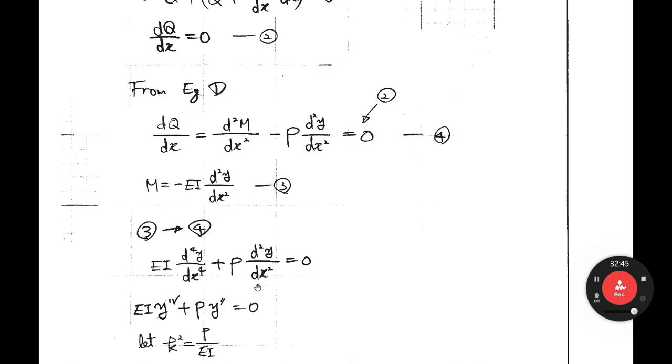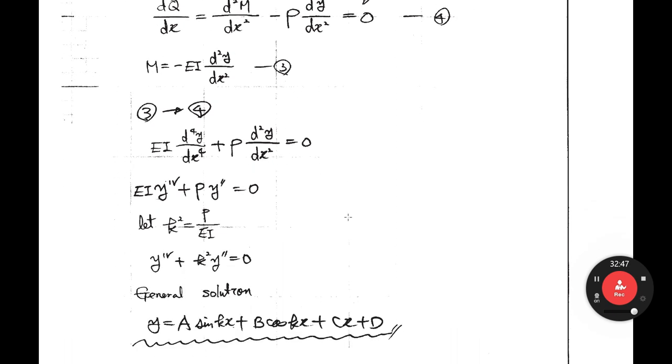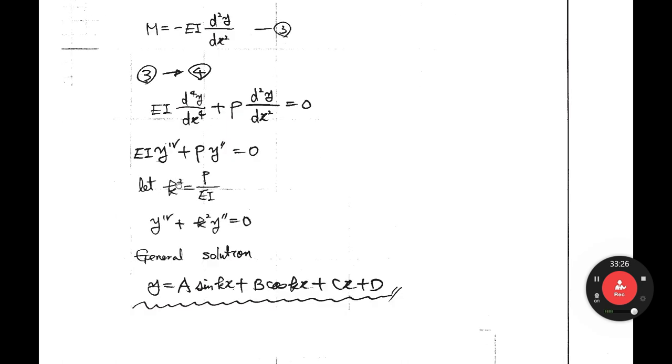So P like that. So if you write in simple form, EI y'''' plus P y'' equals 0. That is a fourth order differential equation. Let k squared equal P over EI. Then that equation can be written like this. And the general solution of this fourth order equation is y equals A sine kx plus B cosine kx plus Cx plus D.